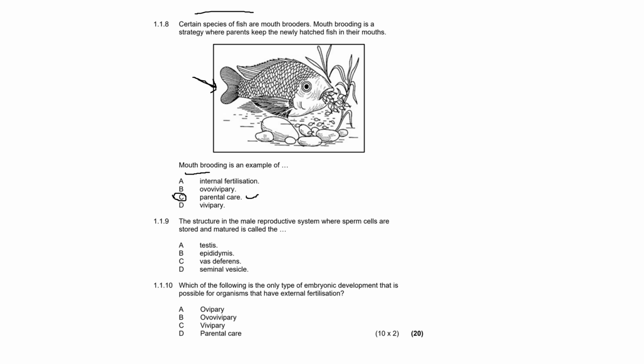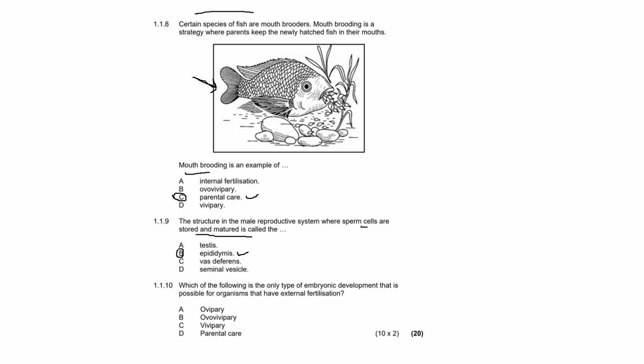The structure in the male system where sperm cells are stored and matured. Again, it's all about knowing the male organ and knowing which part is there to store sperm cells. Once you know which part stores the sperm cells, it makes our life easy. The part that stores the matured sperm cells is the epididymis. That's our answer, number B.